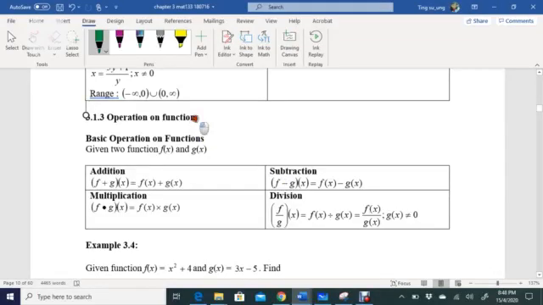Okay, operation on functions. For addition, you just plus it up. You see f plus g of x, right? So it's f(x) plus g(x). Same goes with this one. It's just minus. This one is divide, and this one is multiply.